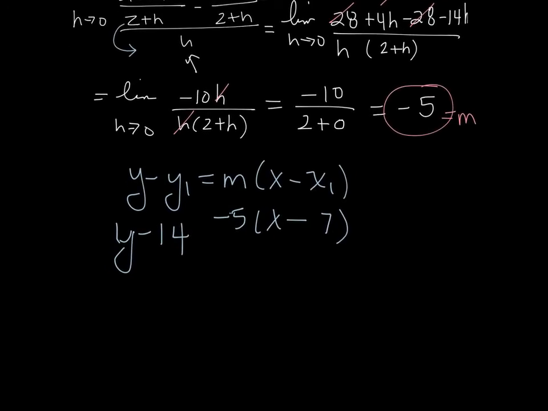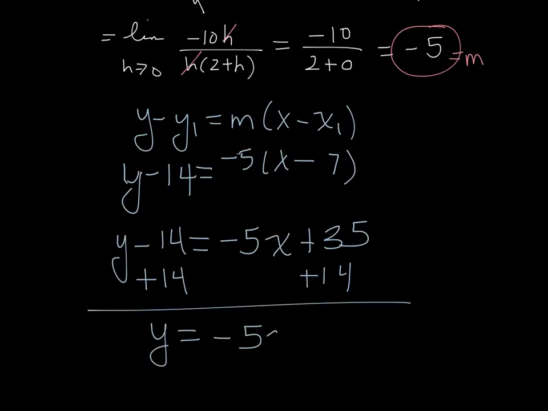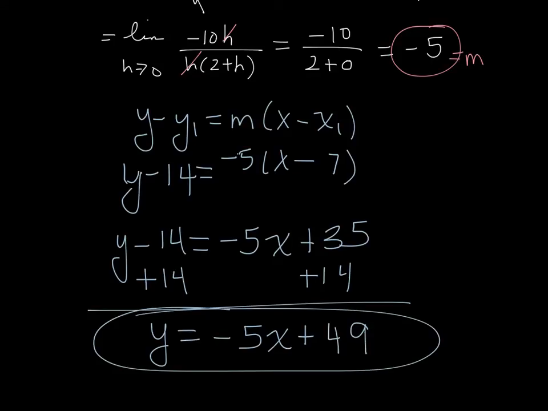So I can make this look a little better for my math lab. I can multiply, there's an equal sign there. I can multiply that -5 times x, -5 times 7. And then finally add 14 to both sides. And I get y equals -5x plus 49. And that would be my tangent line.